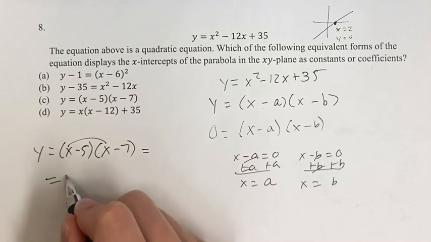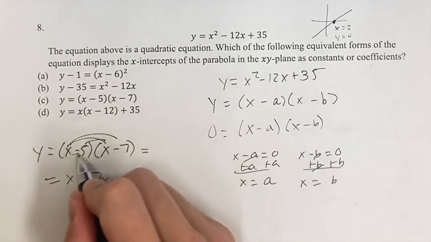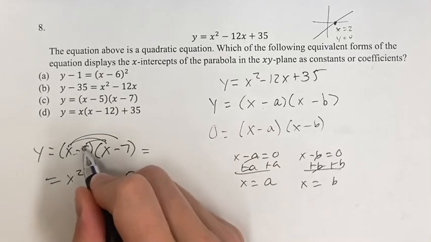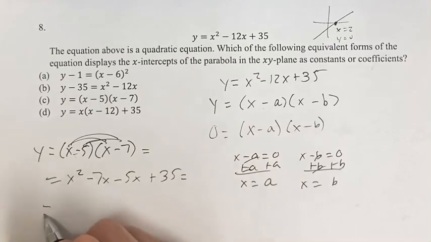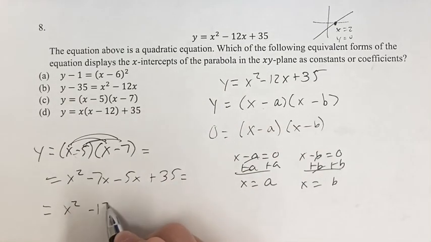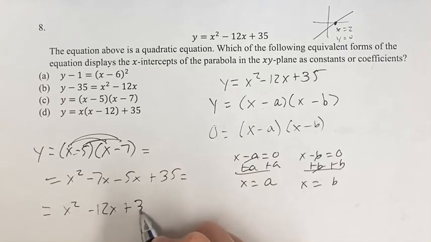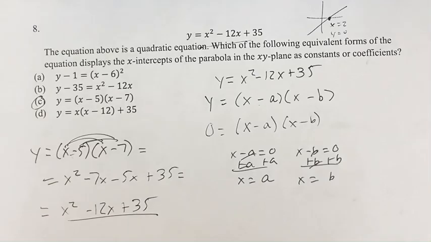So we have x times x is x squared, minus 7 times x is minus 7x, minus 5 times x is minus 5x, minus 5 times the minus 7 is positive 35. Right, the negatives cancel. So we have x squared, and then minus 7 minus 5 is minus 12x plus 35. This is equal to this, therefore C is your final answer.